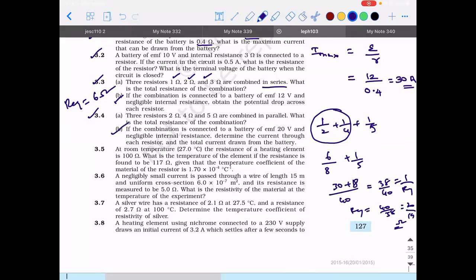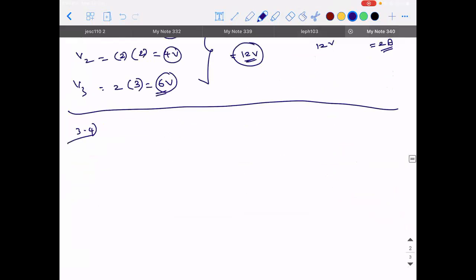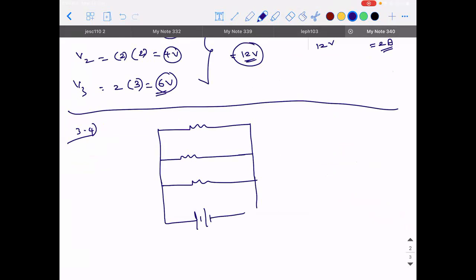If the combination is connected to a battery of EMF 20 volt and negligible internal resistance, determine the current through each resistor and the total current drawn from the battery. So how to do this? 2, 4, and 5 ohm are connected across a 20 volt battery of negligible internal resistance. So our work is to find the current through each resistor.